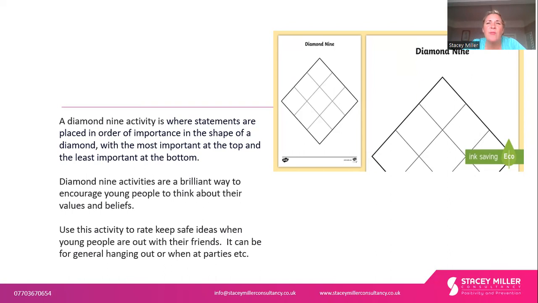So you could say, right, let's talk about how to be safe on a night out. It could be charge your phone up. It could be eat food before you go out. It's amazing how many young people don't eat. Make sure you've got an emergency fiver in your wallet. Make sure you've got a power bank. Write all these things down, and then how important is it? Put it on your Diamond 9 activity, and then have a discussion.